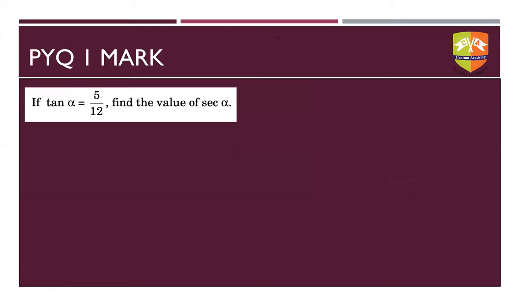Again, tan alpha is 5/12. These are all previous year questions, guys. So hence we will solve all different types of problems so that you are thorough. Tan alpha is 5/12. Find the value of secant alpha. Okay, Meghna has already done it.